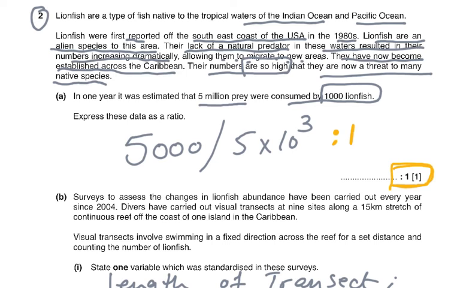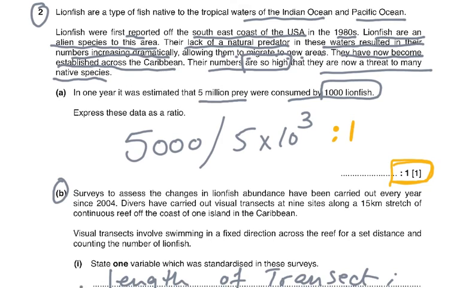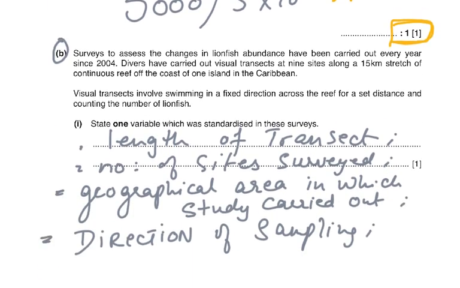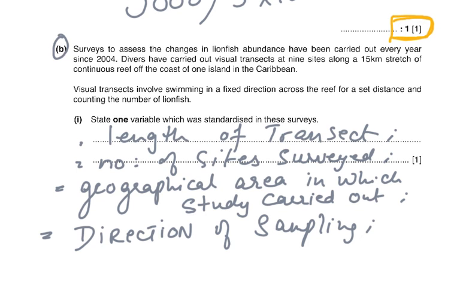Then coming to question B, part B of this question: surveys to assess the changes in lionfish abundance have been carried out. Every year since 2004, divers have carried out visual transects at 9 sites along a 15-kilometer stretch of continuous reef off the coast of one island in the Caribbean. Visual transects involve swimming in a fixed direction across the reef for a set distance and counting the number of lionfish. State one variable which was standardized in these surveys.